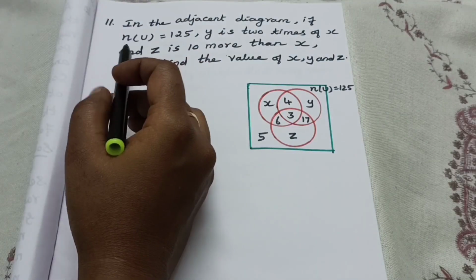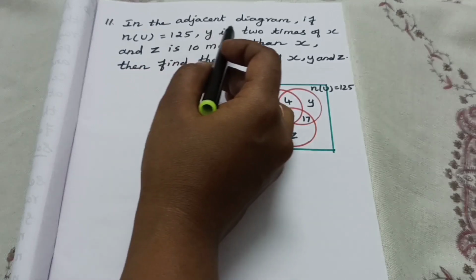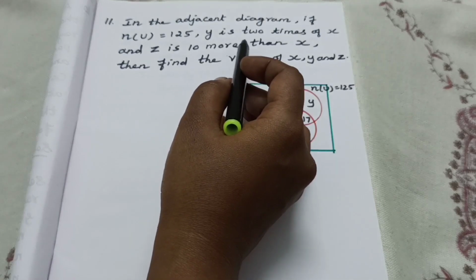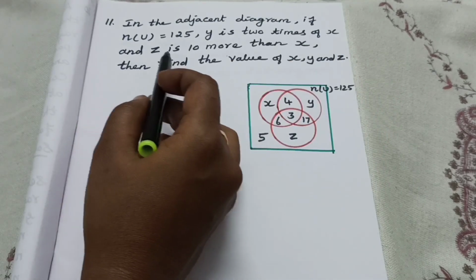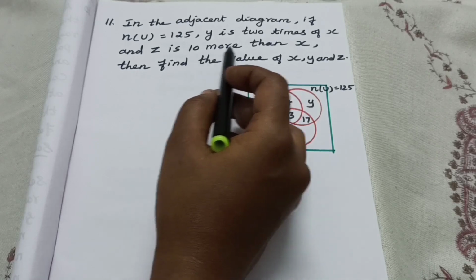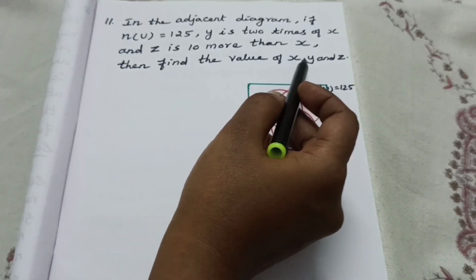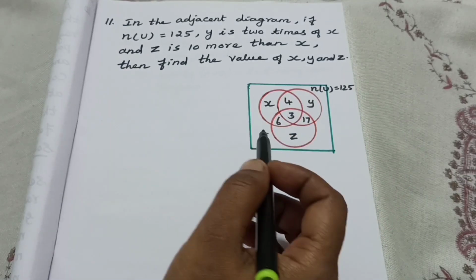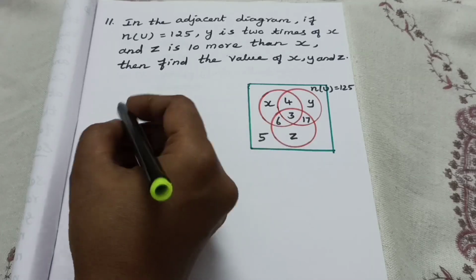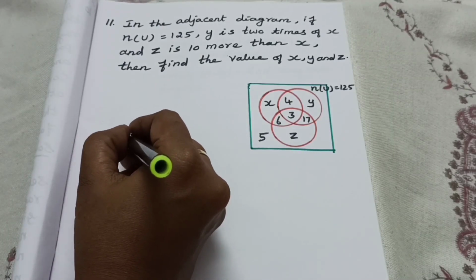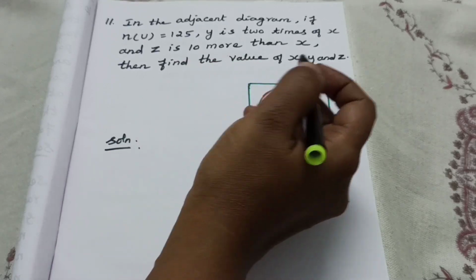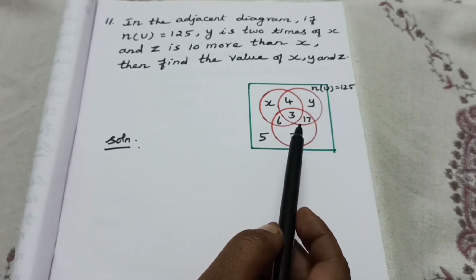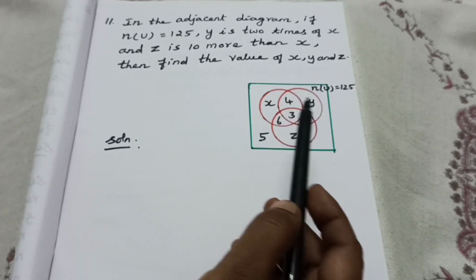Next we are going to see the 11th sum. In the adjacent diagram, if N of U is equal to 125, Y is 2 times X and Z is 10 more than X, then find the value of X, Y, Z. Here the Venn diagram is also given. From the Venn diagram, find the values of X, Y, Z. We don't know these values; we have to find them.